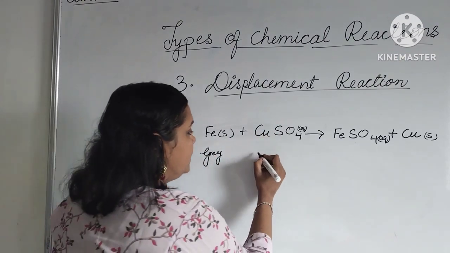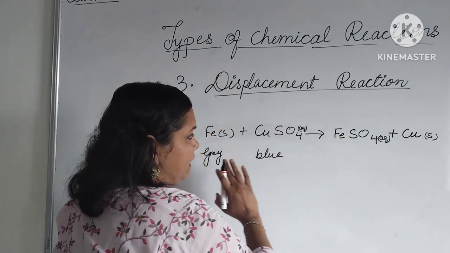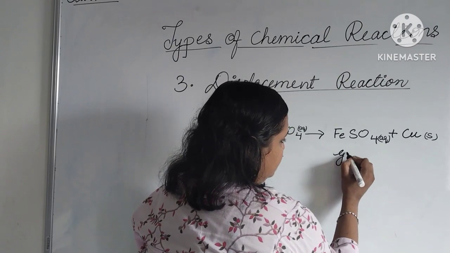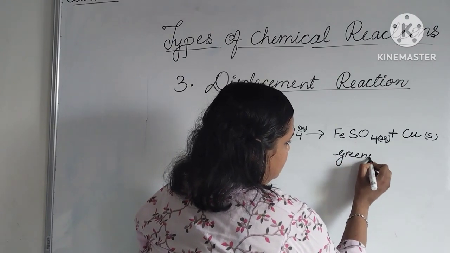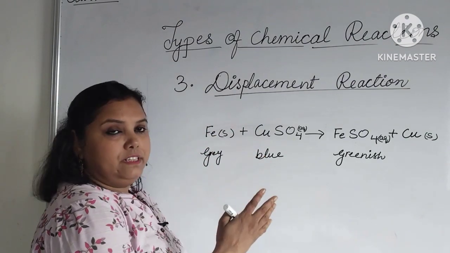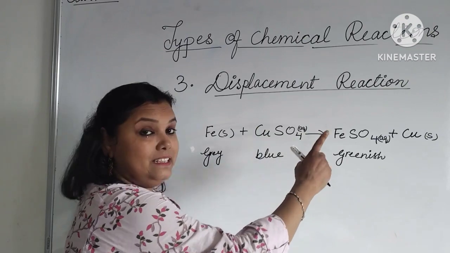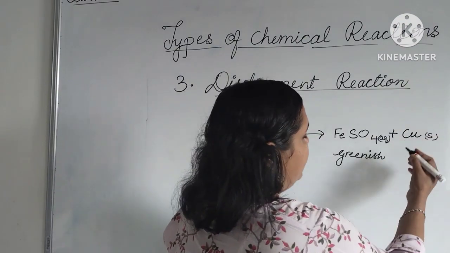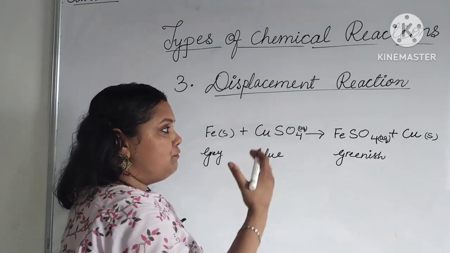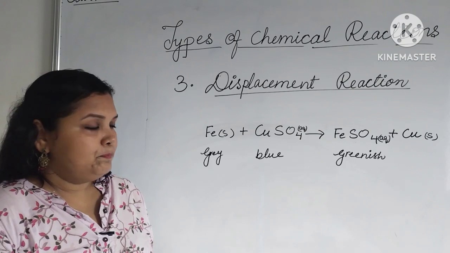Copper sulfate solution is blue in color. Okay, when we add these two, we'll get a greenish color solution. The blue color of the copper sulfate solution fades, and this is because of the formation of iron sulfate. And then we get a metallic, reddish brown color coating over this iron metal, you can see.